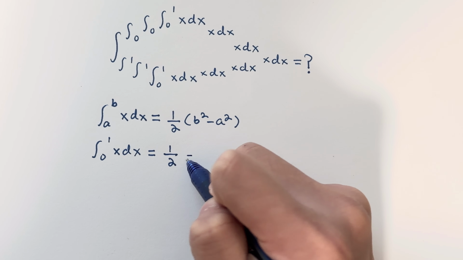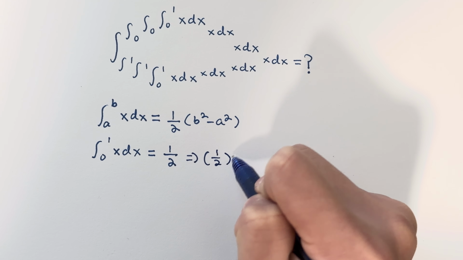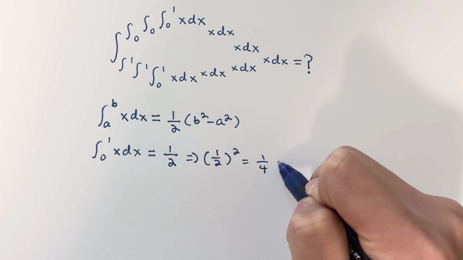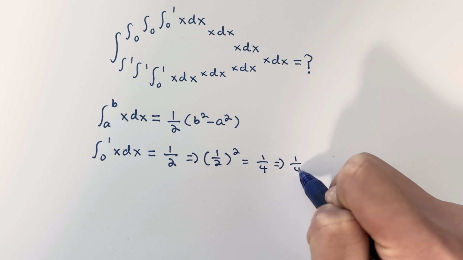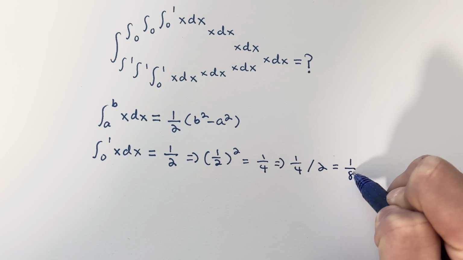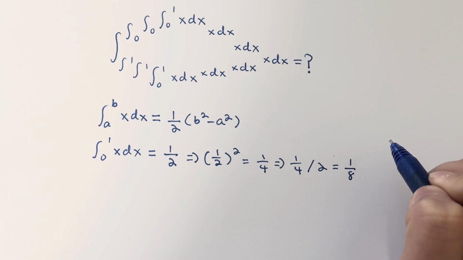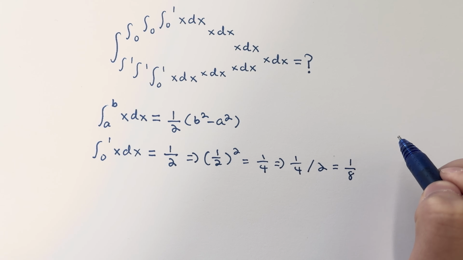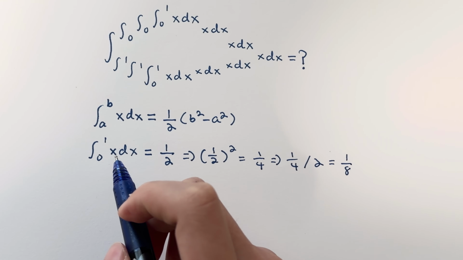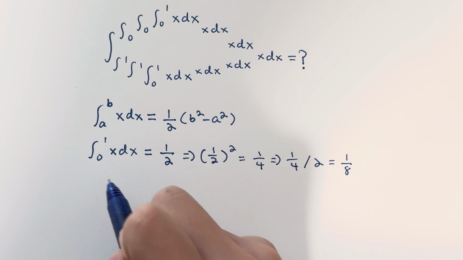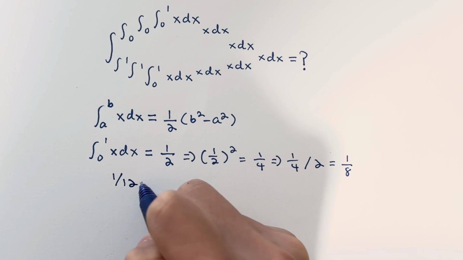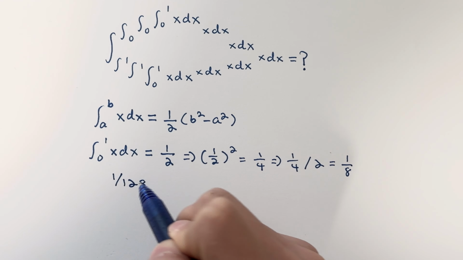Well, 1/2 squared is equal to 1/4, divided by 2, is equal to 1/8. And then we can take that 1/8, square it, 1/64, divided by 2, that's 1/128. So we can say that the upper ceiling, or stop point, is 1/128. That's one of the key numbers here.